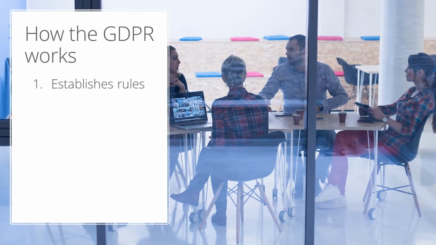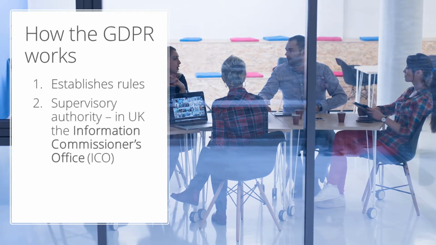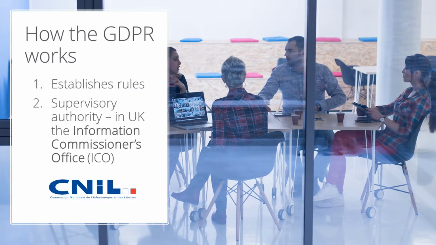Each EU member state has a supervisory authority responsible for enforcing those rules. In the UK, this is the Information Commissioner's Office, the ICO. In France, it's the CNIL. In Germany, it's the BFDI.